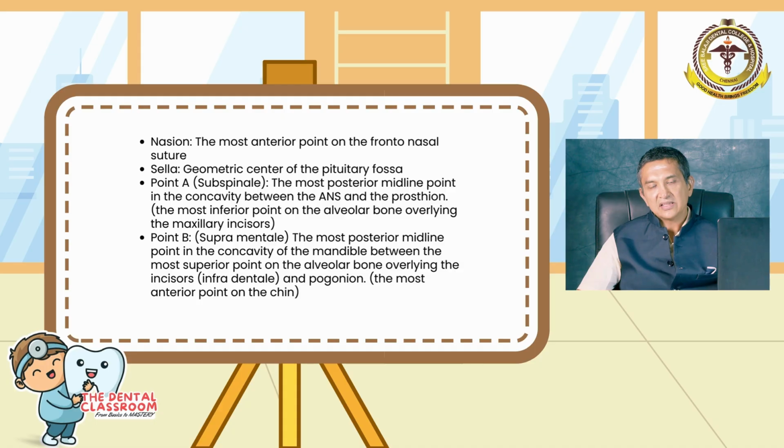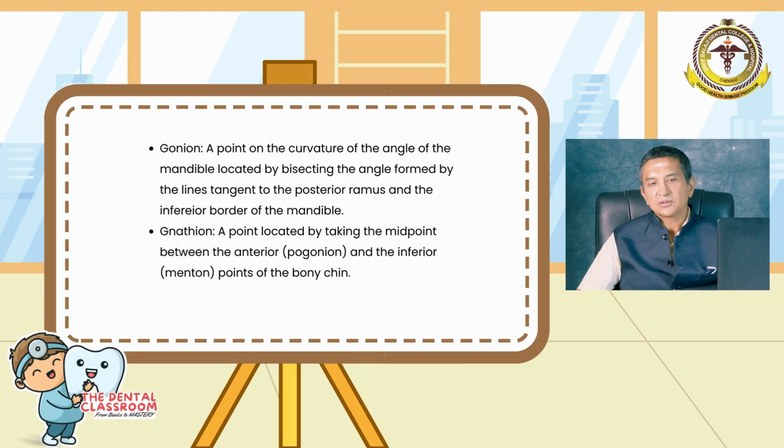Then we go to other parameters which can change either with treatment or with growth. These are point A, which represents the maxilla, point B, which represents the mandible, and gonion and gnathion, which are multiple points on the mandible.